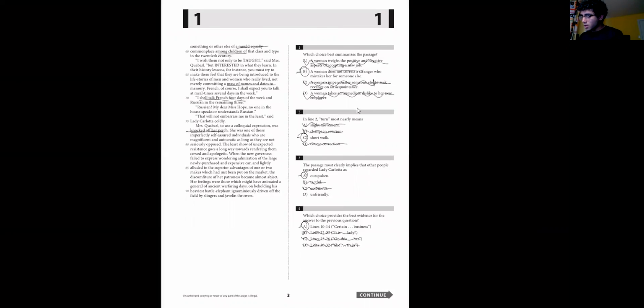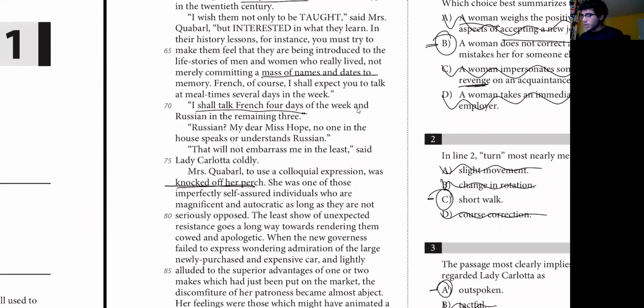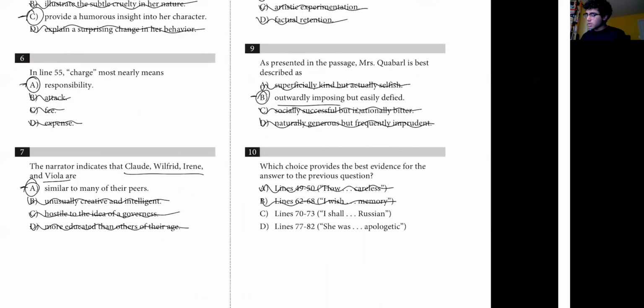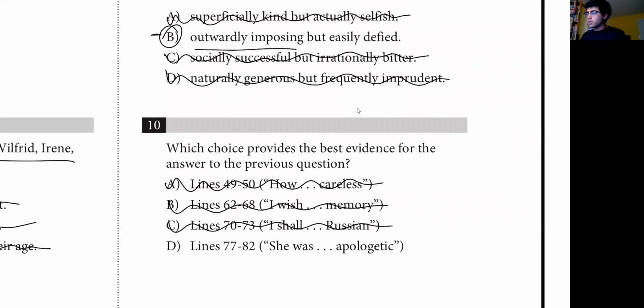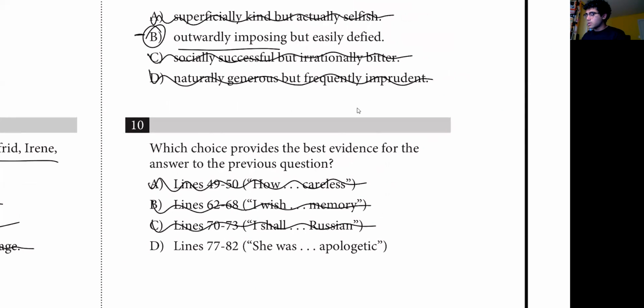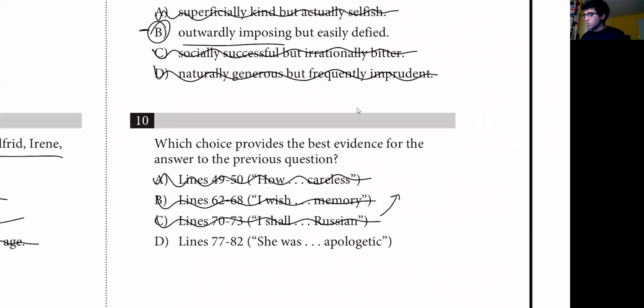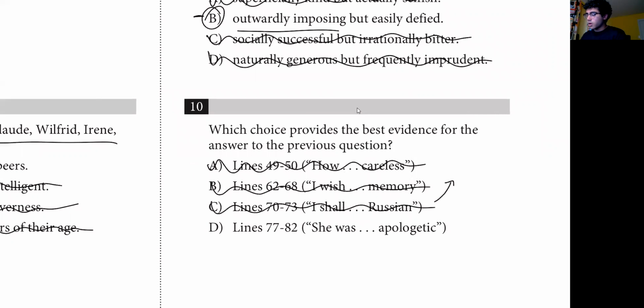Lines 70 to 73. I shall talk French four days of the week and then Russian. Okay, now this is what Lady Carlotta is saying. Obviously not making any sense. I shall speak this and this, but no one speaks Russian, right? This has nothing to do with being outwardly imposing and easily defied. This is Lady Carlotta speaking, not Miss Corbel. And then finally it leaves us with D. So regardless, it's going to be correct.